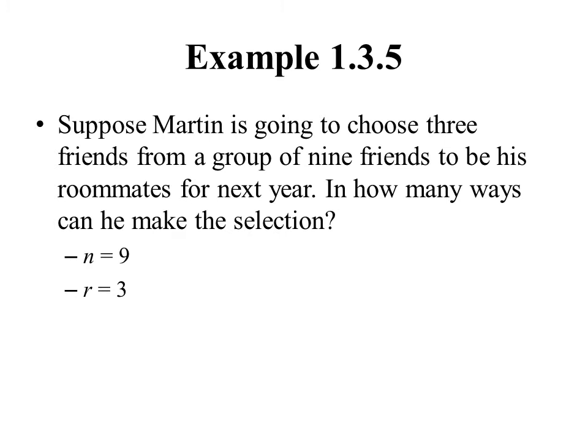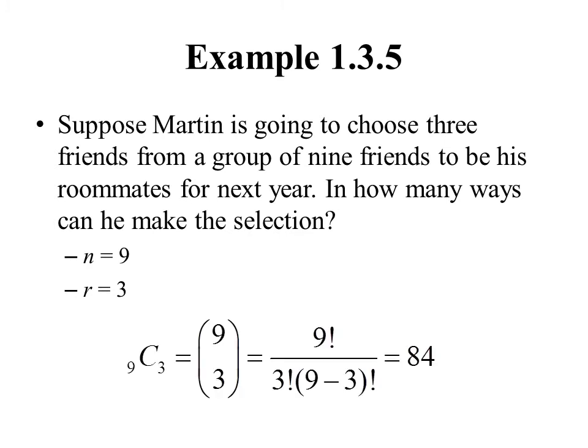And the order is not important. There's no distinction between the different choices. It's not like one person is the chair and the second person is the co-chair or anything like this. All of these people are equivalent. So this is a combination problem. And so the solution is 9C3, which we plug into the formula and we get 84. So 84 different ways he can choose his friends.